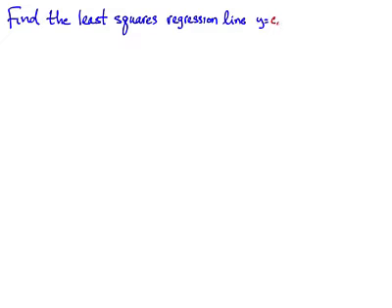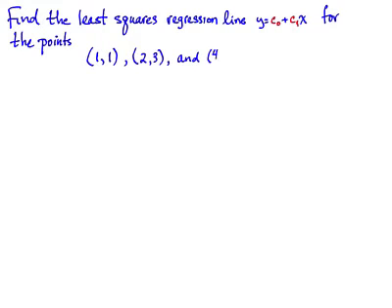Hi, welcome back. In this video, we're going to solve a least squares approximation problem. The problem we're going to solve is this one. We're looking for the least squares regression line, y equals c0 plus c1x, for the 3 points (1, 1), (2, 3), and (4, 5).